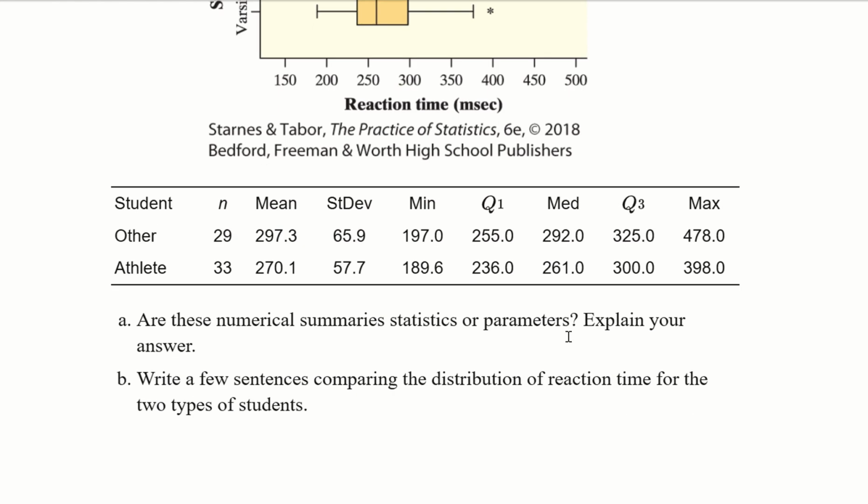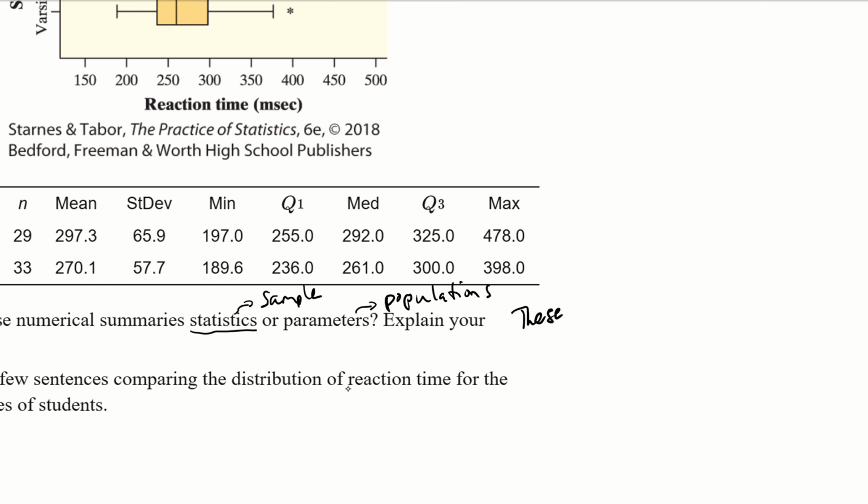All right, so are these numerical summaries statistics or parameters? Explain your answer. Okay, so remember, a statistic is a value that describes a characteristic of a sample, right? Parameters come from populations, okay? So is this a population that they studied? No. These are samples that they took, right? They took 29 students. 29 students is not the population of other students, right? And then athletes, 33. There's definitely more than 33 athletes, but they only sampled 33 of them. Okay, so these values are statistics because they are numbers that describe samples.